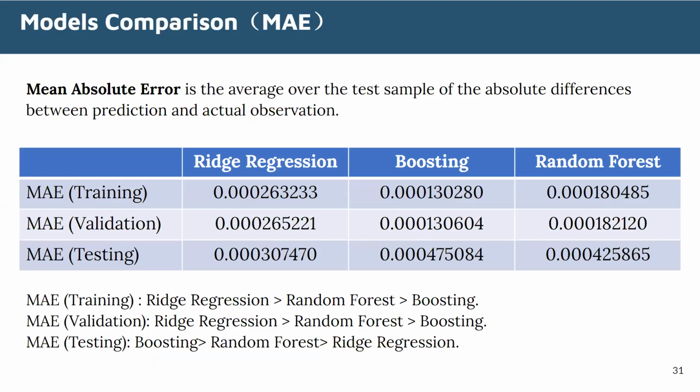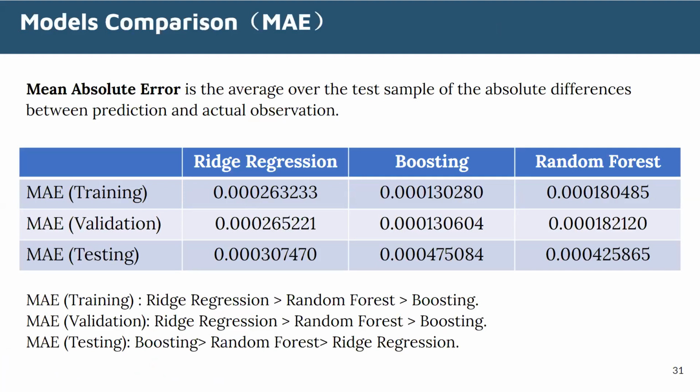In order to judge the performance of the 3 models, we use mean absolute error as the indicator. Mean absolute error is the average over the test sample of the absolute differences between the prediction and the actual observation. From this table, we can see different models' mean absolute error in different data sets.